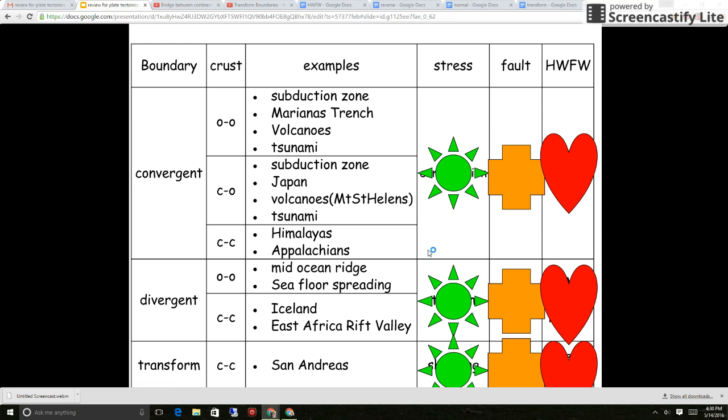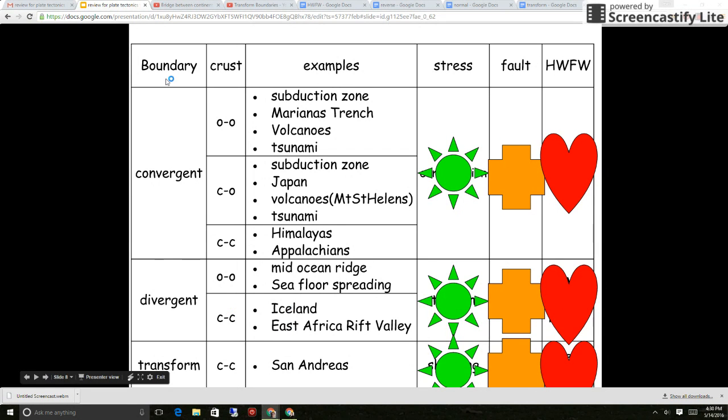Now, a divergent continental-continental boundary means a divergent boundary between two continental plates. Divergent, of course, means they're pulling apart. Continental plates, of course, are continents. And in this case, they're either Iceland or the African Rift Valley. There's also one that formed the Red Sea.